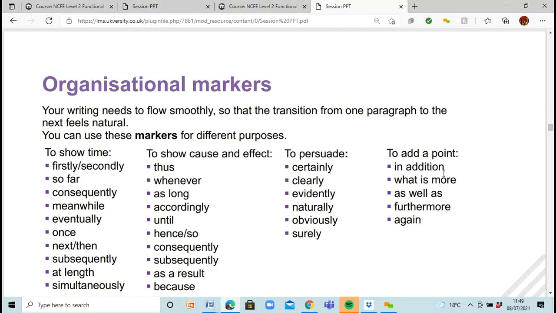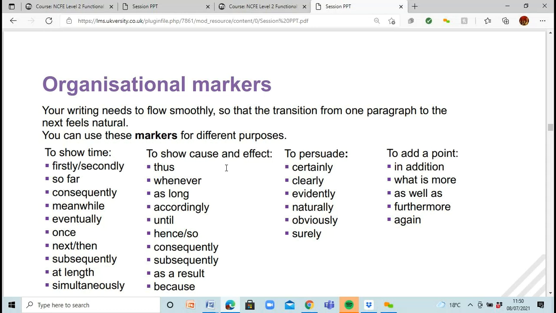So some of the organizational markers you can use, and these help you on different things. So to show time, to have an effect, to persuade, or to add a point, these are different ones. So to show your time, you do firstly or secondly, so far, consequently, meanwhile, eventually, once, next, then, subsequently, at length, simultaneously. So all of these will help to show the time of something in some sort of order.